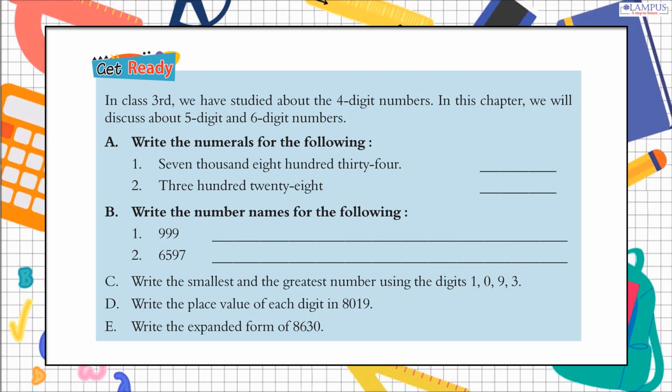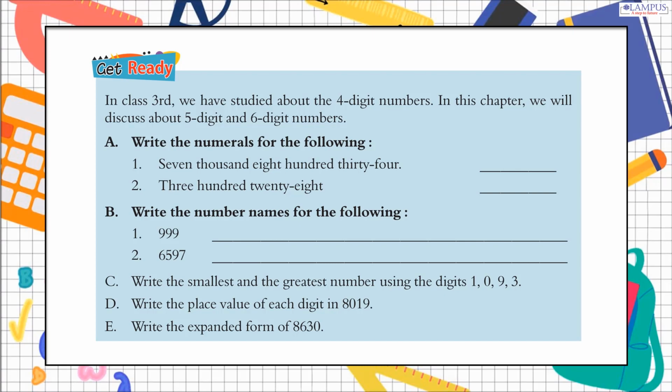A. Write the numerals for the following. 1. 7834. 2. 328. B. Write the number names for the following. 1. 999. 2. 6597. C. Write the smallest and the greatest number using the digits 1, 0, 9, 3. D. Write the place value of each digit in 8019.